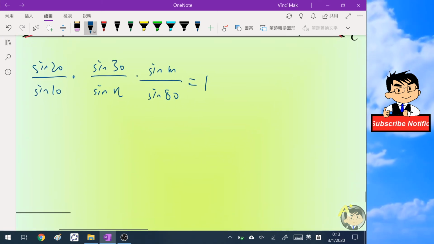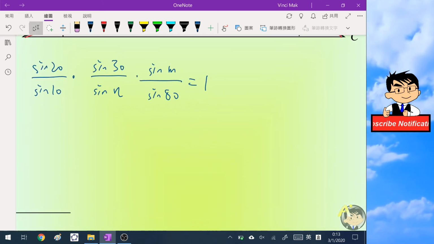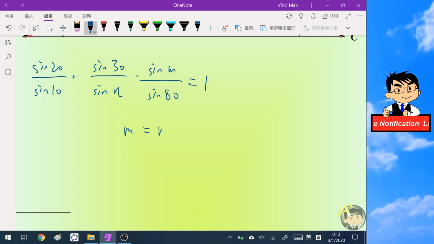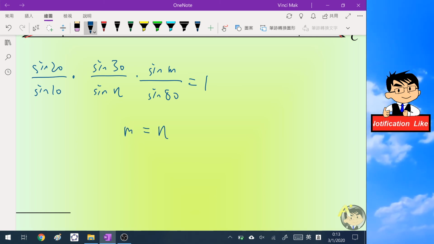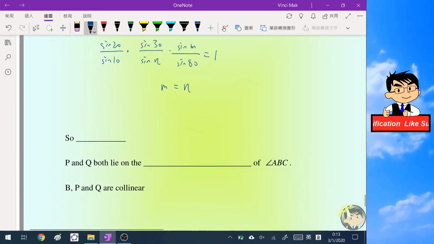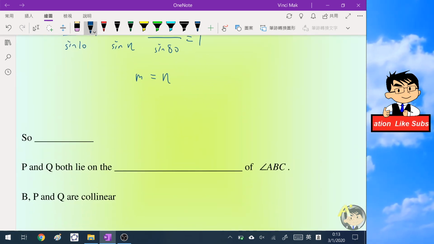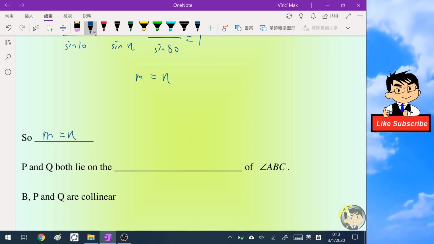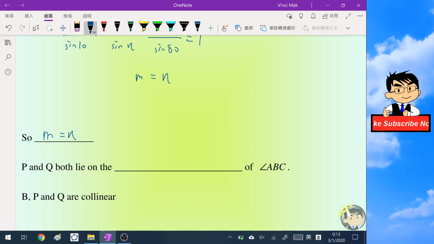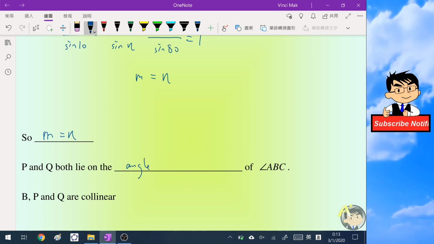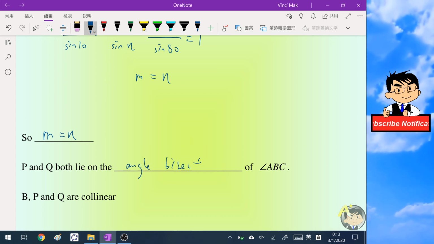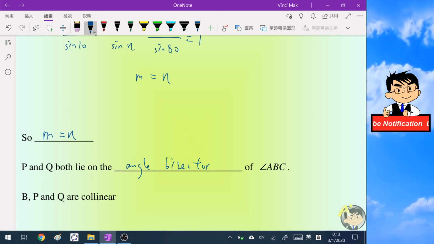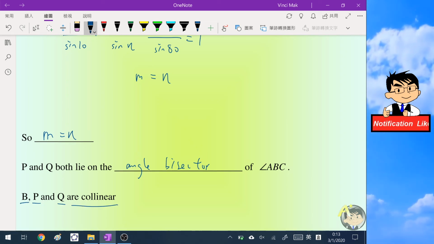Notice that this expression is exactly the same as the previous one, so we can quickly deduce that m is equal to n. So now we know that m is equal to n, and P and Q both lie on the angle bisector of angle ABC. So we know that B, P, Q are collinear.